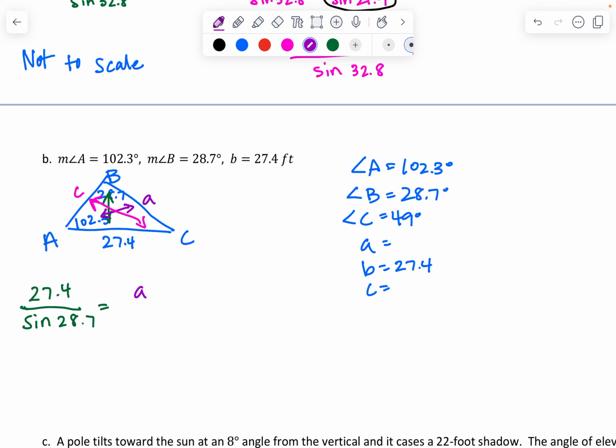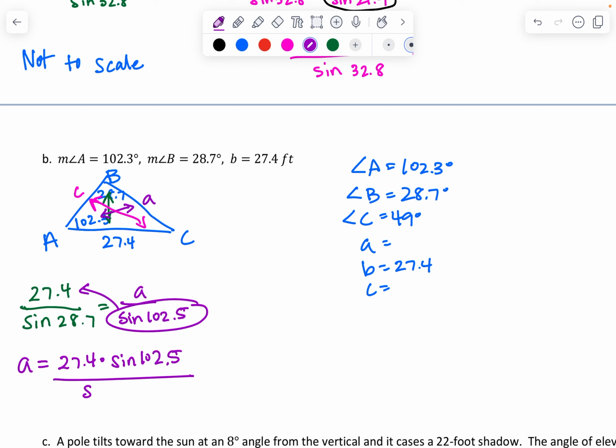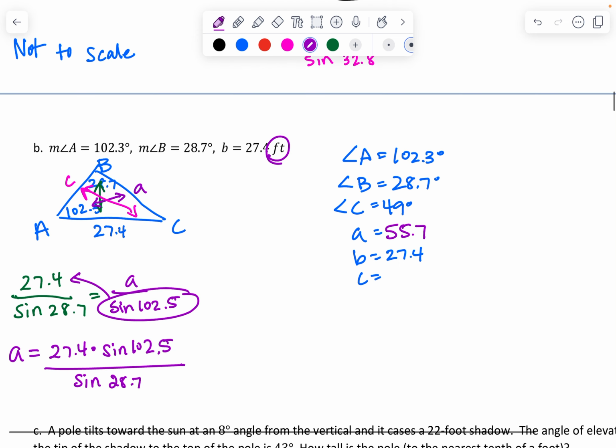Then we're going to have side A divided by the sine of angle A, 102.5. We're going to take this, multiply it over there. So we get A is equal to 27.4 times the sine of 102.5 divided by the sine of 28.7. We throw that in our calculator, we get that side A is 55.7. Oh, it says feet here, so I'm going to go ahead and add feet to A and B.